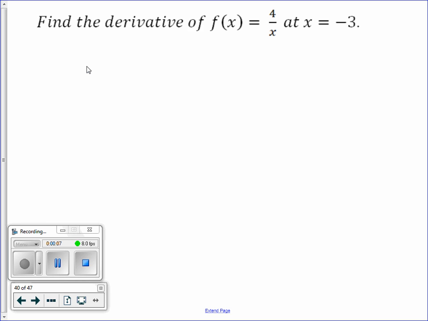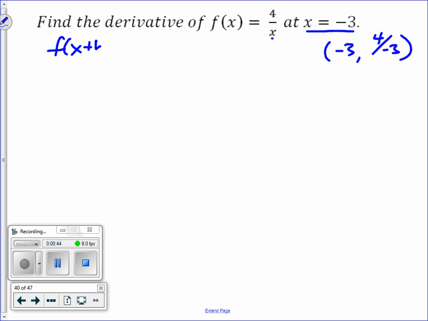Find the derivative of f of x equals 4 over x at x equals -3. This is a different way of asking this. They're not telling you the coordinates of the point, but if you put a -3 here, we're talking about the point -3 comma -4/3. Whether they give you the x value or the point is kind of unnecessary, I guess. So we have f of x.